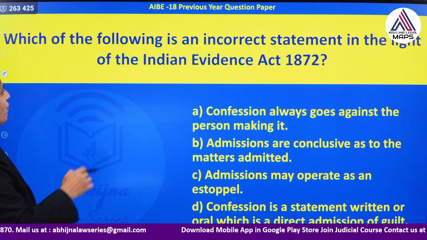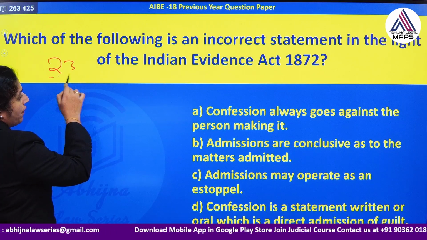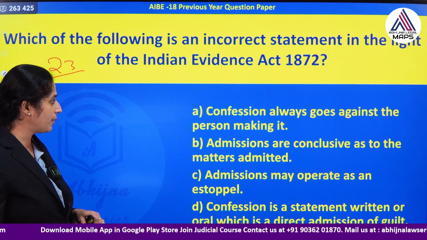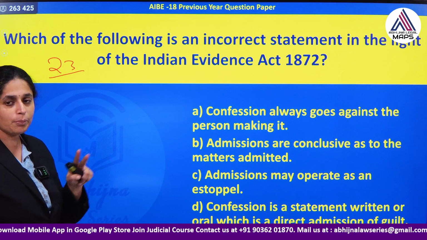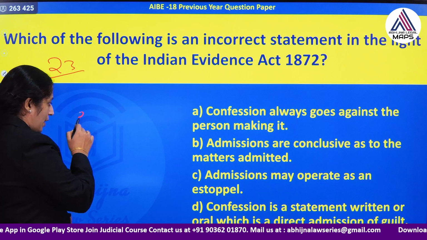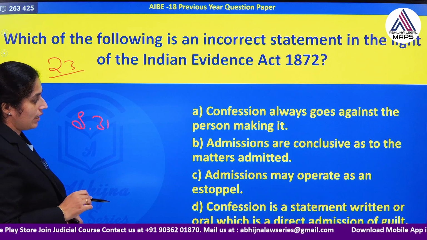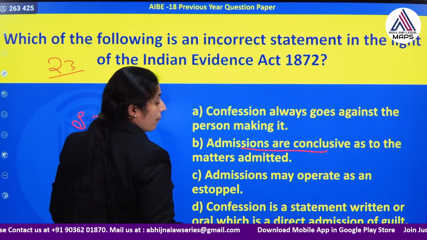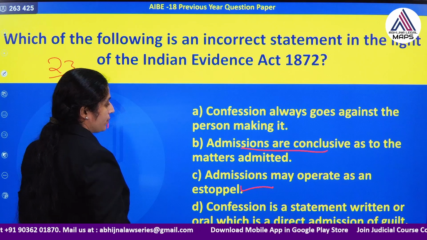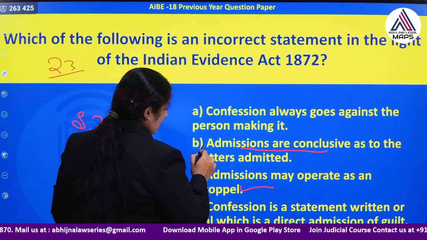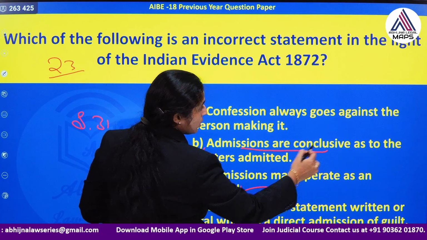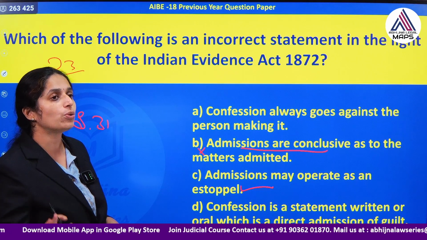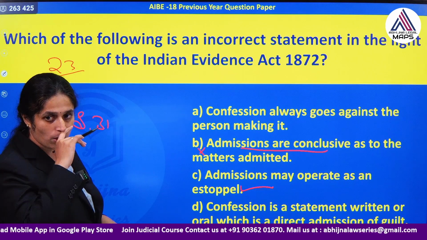23rd question. Which of the following is an incorrect statement in the light of the Indian Evidence Act? If you see the options here, regarding confessions and admissions, Section 31 of the Indian Evidence Act says that admissions cannot be conclusive proof, but they can operate as estoppel. So this is a wrong statement. Here they have given that admissions are conclusive. That is not true. Admissions cannot be conclusive proof, but they may act as estoppel.